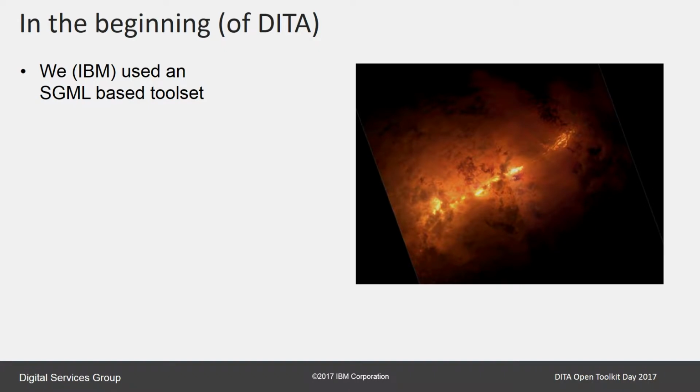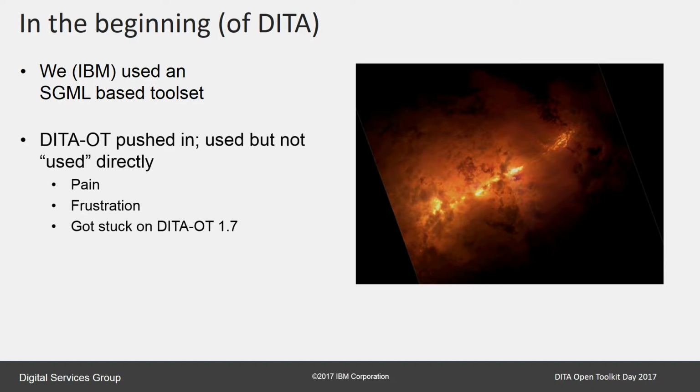So in the beginning, we used an SGML-based toolset. Jarno sort of hinted at this earlier. When we started out with DITA, we had a big legacy giant SGML-based toolset, and we shoved DITA processing into there. That DIT-to-HTML command from that previous diagram was part of that. So the toolkit was pushed in, but it wasn't actually used directly. This was painful. It got me frustrated a lot. It made it really hard to upgrade, and it meant that set of tools got stuck on toolkit 1.7 and never moved on.